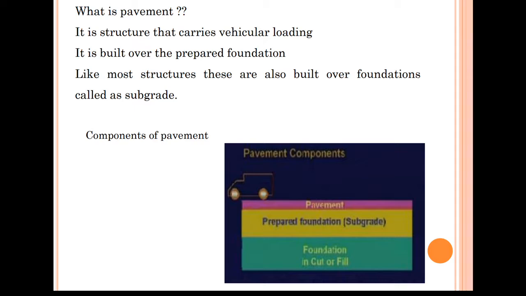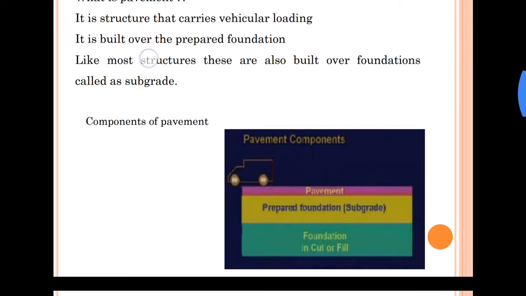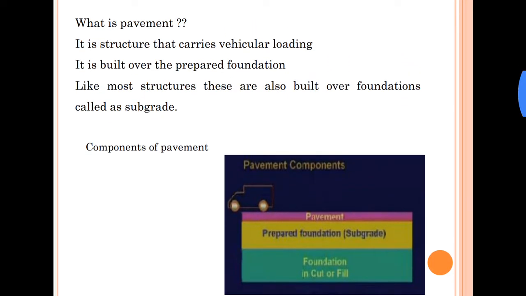Okay. So it is nothing but a carriageway. The carriageway itself is known as the pavement. Okay. Anything which carries the vehicular load, we can call it as a pavement. And it is built over a prepared foundation, which here we call it as a subgrade. Okay. Like all structures like buildings and bridges, they have foundations. Okay. So here for our road, the subgrade is the foundation.